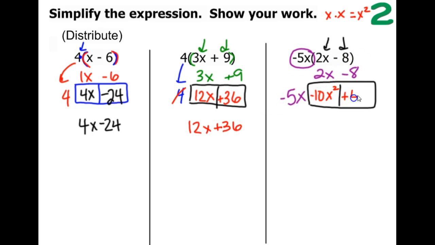8 times 5 is 40. But don't forget this x over here. There's also an x. So our answer is negative 10x squared plus 40x. You cannot combine those together because one of these has the power of 2 and the other one does not. They are different. Okay?